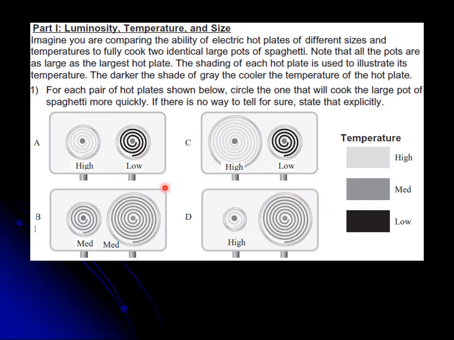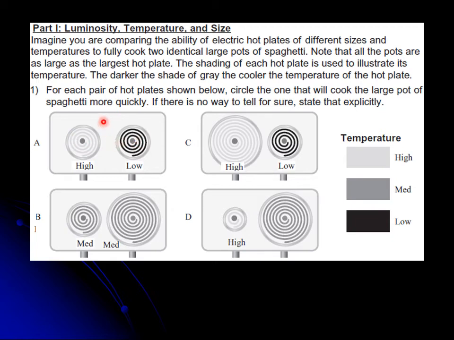And at the same time, we have small areas, medium areas, and large areas. So it's going to have 3 sizes: small, medium, and large. So in this case, question number 1, for each pair of hot plates, this is one pair, this is a second pair, third pair, fourth pair, circle the one that will cook a large pot of spaghetti more quickly.